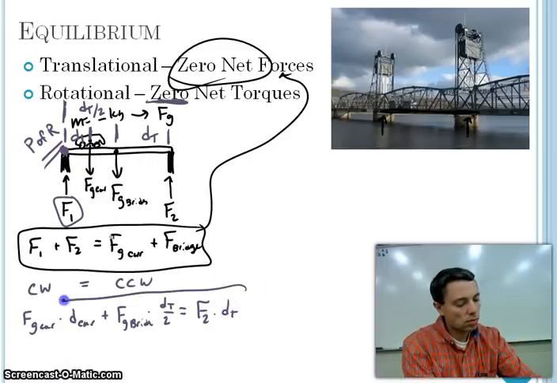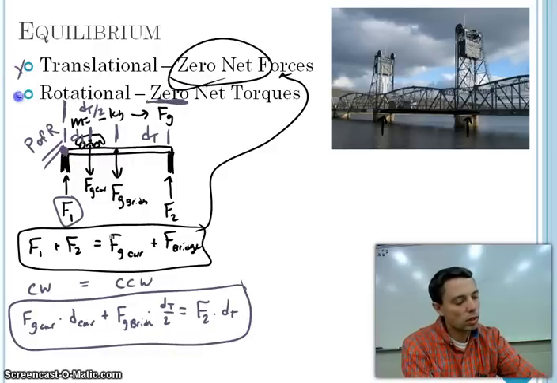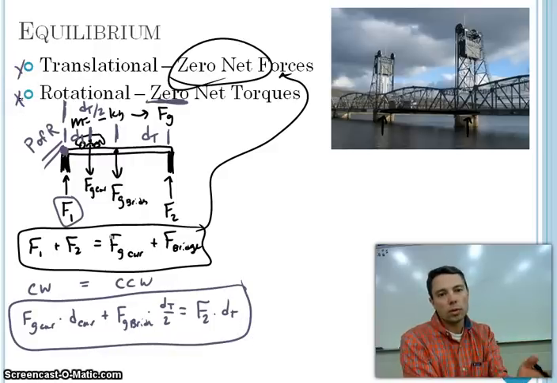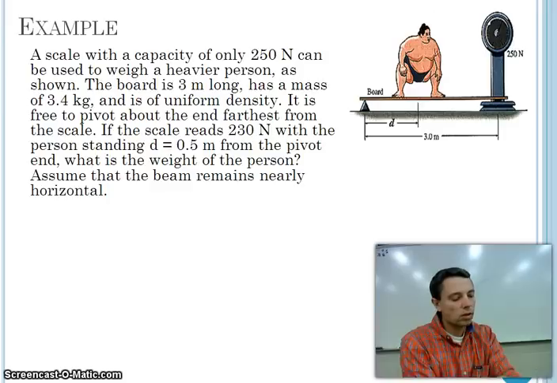And so this gives me a secondary equation that I can look at. So I get 2 equations when I start talking about equilibrium now. We have translational, that's the forces, and we have rotational, and that's the torques. So now let's put this to a little practical use.